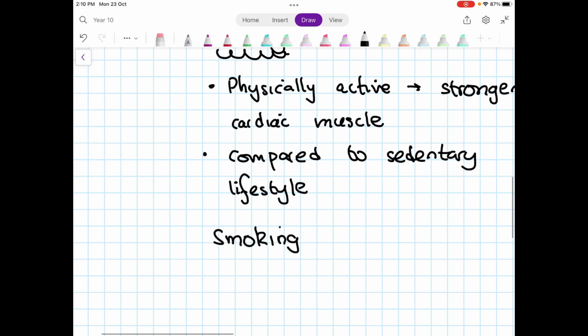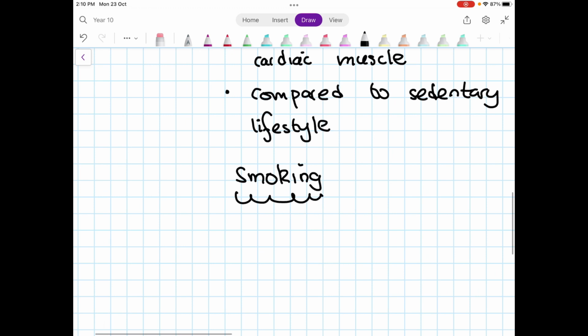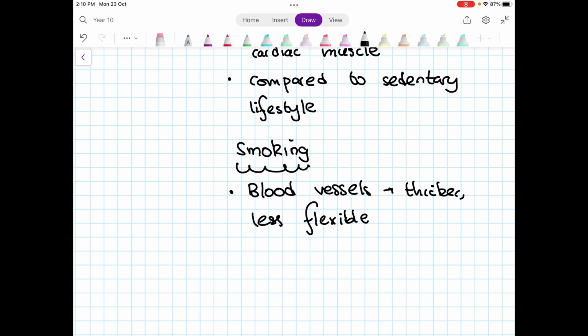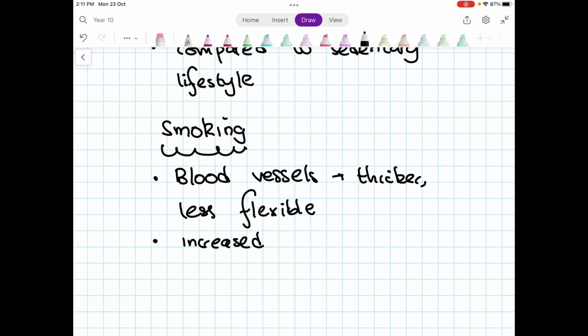Smoking also contributes to coronary heart disease, and this is because smoking makes blood vessels thicker and less flexible. So that's the first point. Blood vessels, for example the arteries, are made thicker and less flexible. And also you might remember from the smoking video that smoking contains nicotine, which releases adrenaline in the body, and as a result of adrenaline, blood pressure increases. So increased blood pressure is another consequence of smoking.